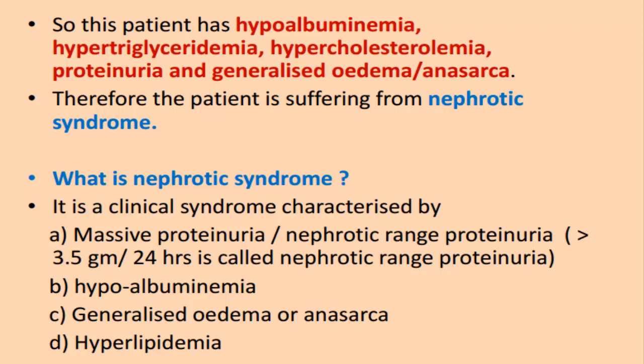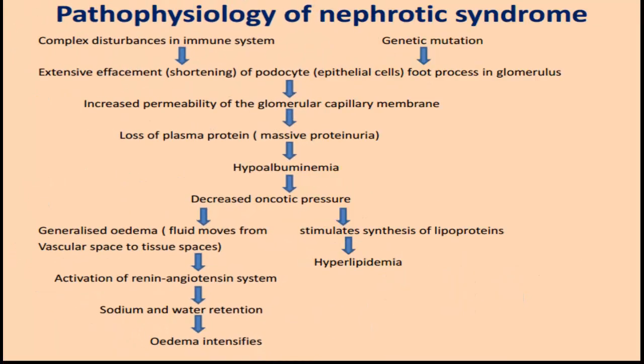Number 2, hypoalbuminemia. Number 3, generalized edema or anasarca. And number 4, hyperlipidemia. So the patient is suffering from nephrotic syndrome. Now, what is the pathophysiology of nephrotic syndrome?